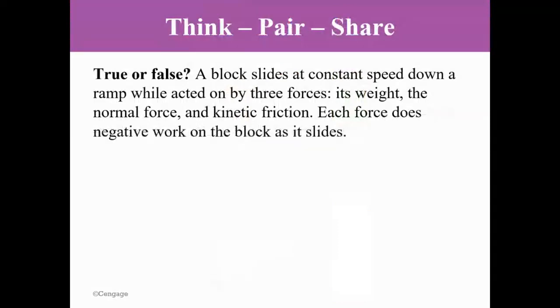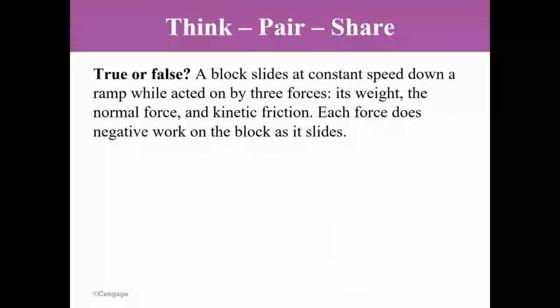So a block slides down at constant speed down a ramp, acted on by three forces: the weight, normal force, kinetic friction. I think we can all see that. And each force does negative work on the block. Obviously that depends on the direction. This is really an easy one. So each force does negative work on the block. True or false? Remember, positive work is in the direction in which the block moves. So if the block is sliding, is there a force in line with that movement, which is essentially down the ramp? I did mention this in the lecture last week.